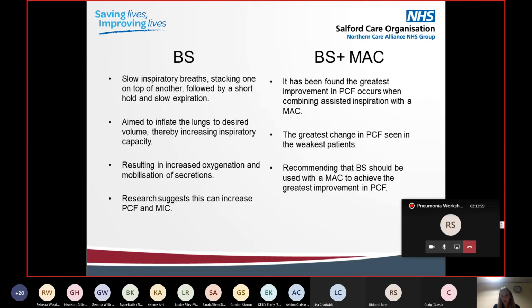The research also suggests that joining breath stacking together with a manually assisted cough has been found to provide the greatest results and increase peak cough flow. For those that don't know what a manually assisted cough is, it's when a therapist applies firm pressure on the expiration phase to increase the cough, and that is at the top of the stomach.